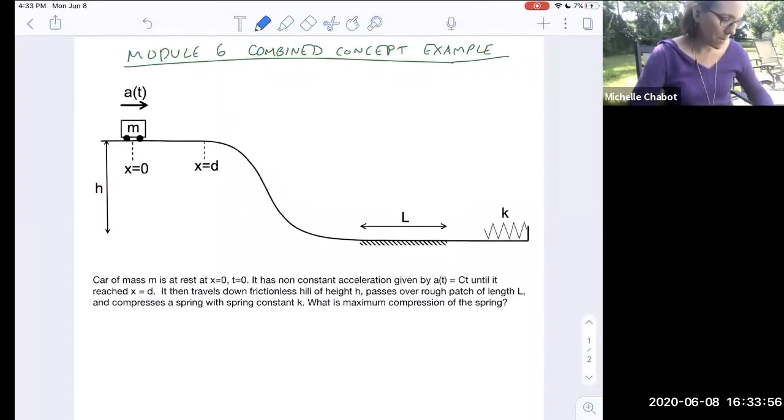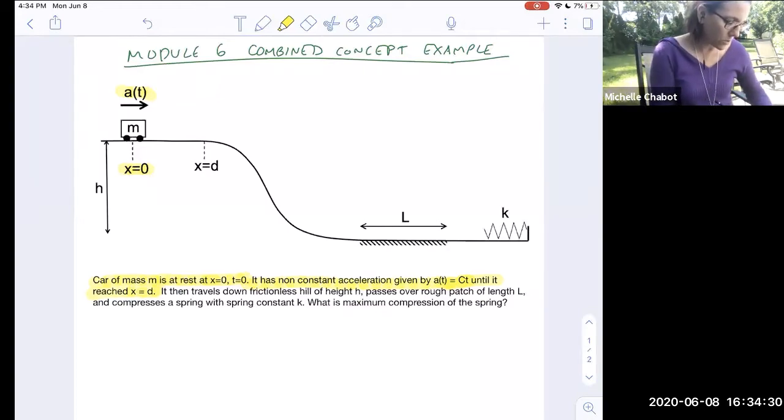In this example, we are going to look at how to do a combined concept problem that also involves conservation of energy. So we have been given a car of mass m, and it's initially at rest at x equals 0 and t equals 0. It has a non-constant acceleration given by this function: a as a function of t is equal to c, a constant, times t. And it has that not until a time that we're given, but until a position x equals d.